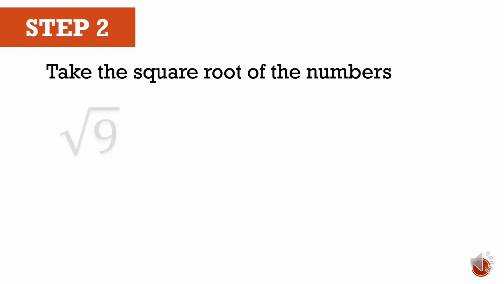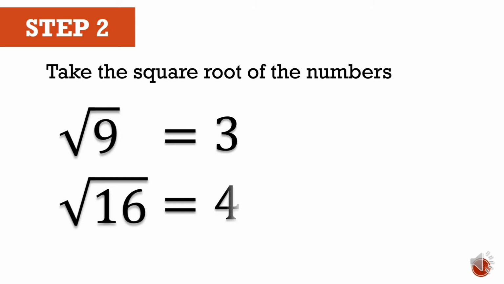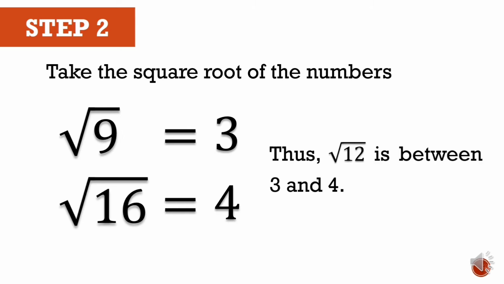Let's have step number 2. We need to take the square root of the numbers. So, the square root of 9 is 3. The square root of 16 is 4. Thus, the square root of 12 is between 3 and 4. And that would be your final answer.